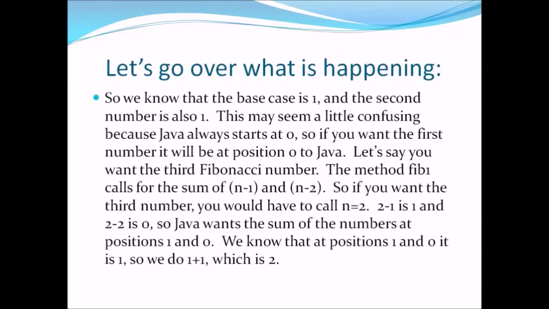So the method Fib1 calls for the sum of n minus 1 and n minus 2. Well, 2 minus 1 is 1, and 2 minus 2 is 0. So Java wants to know the sum of the numbers at positions 1 and 0. From the if statement, we know that at positions 1 and 0, you have to return 1. So 1 plus 1 is 2. So the third Fibonacci number is going to be 2.